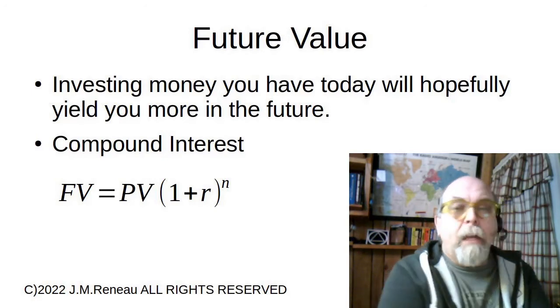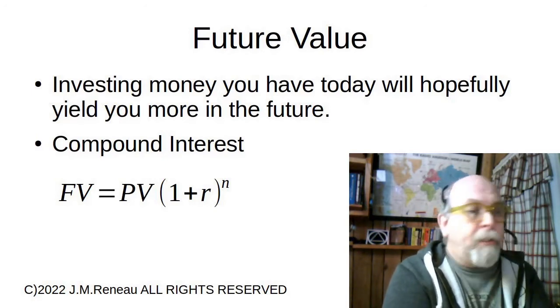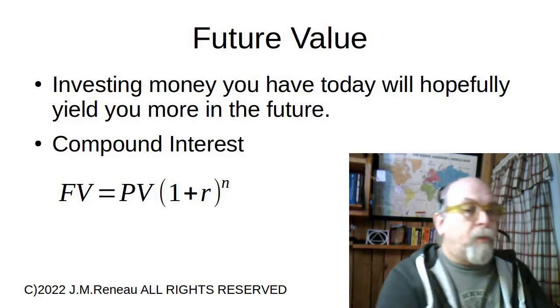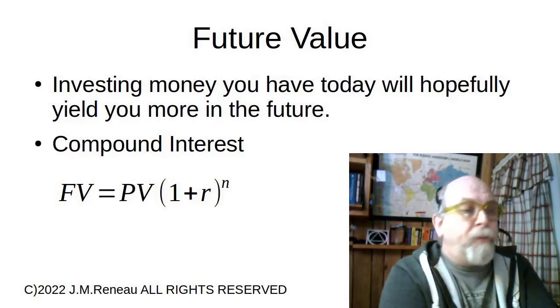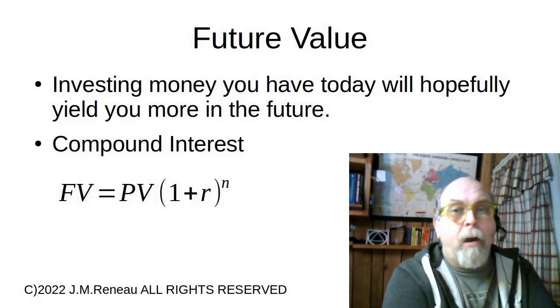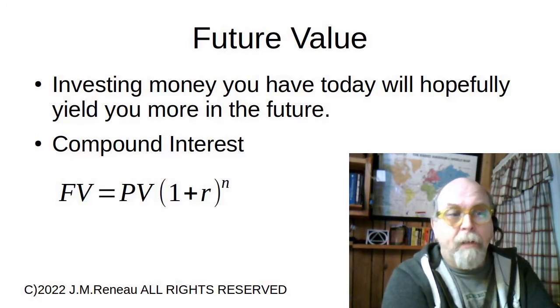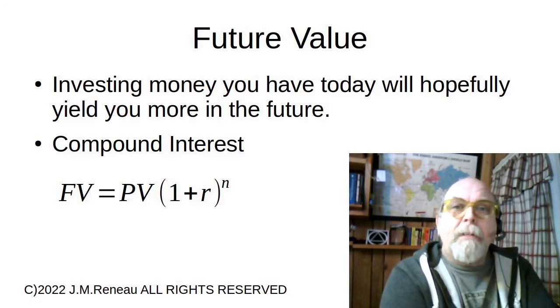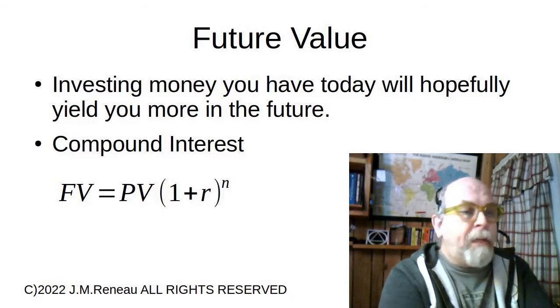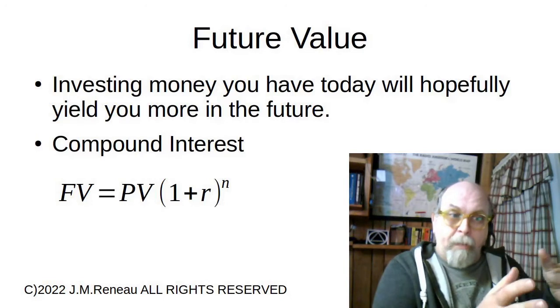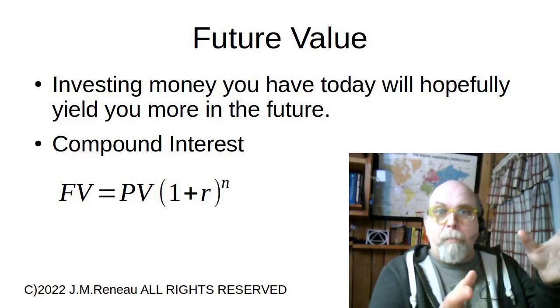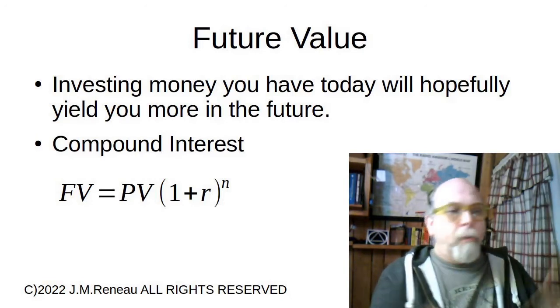The formula to do that is shown here on the screen, and it is FV, future value, the value sometime in the future, is equal to the present value, what you've got today, times 1 plus R, the interest rate, to the nth power. This is compound interest, which means that at the end of each period, your sum has grown, and then the growth becomes bigger each subsequent period.